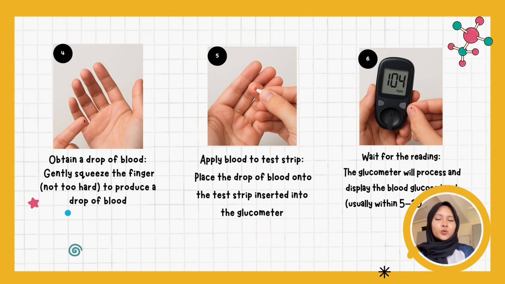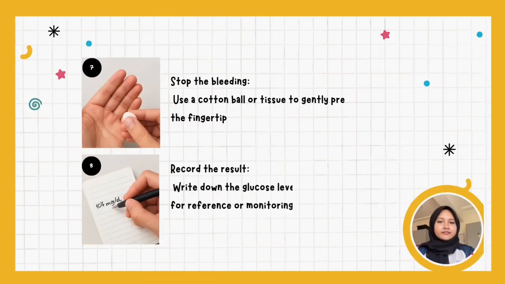Step 6. Wait for the reading. Wait a few seconds. The glucometer will process the blood and display the glucose level, usually within 5 to 10 seconds. Step 7. Stop the bleeding. After that, press the fingertip with a cotton ball or tissue to stop the bleeding. Step 8. Record the result. And finally, write down the glucose reading along with the time. This helps in tracking and monitoring your level over time.